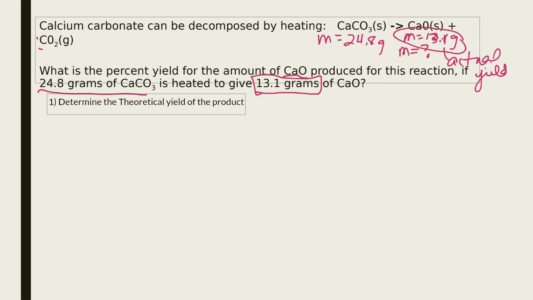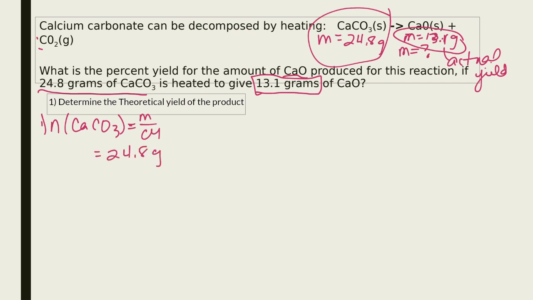And remember, we do this using 3-step stoichiometry or 4-step if it's a limiting reactant. Now, the nice thing here is we don't have a limiting reactant question. We just have 1 reactant. So we're just going to start with our 3 steps. We're going to figure out the moles of my known substance, which is calcium carbonate. And we're going to calculate mass over molar mass. And we'll set it up 24.8 grams.